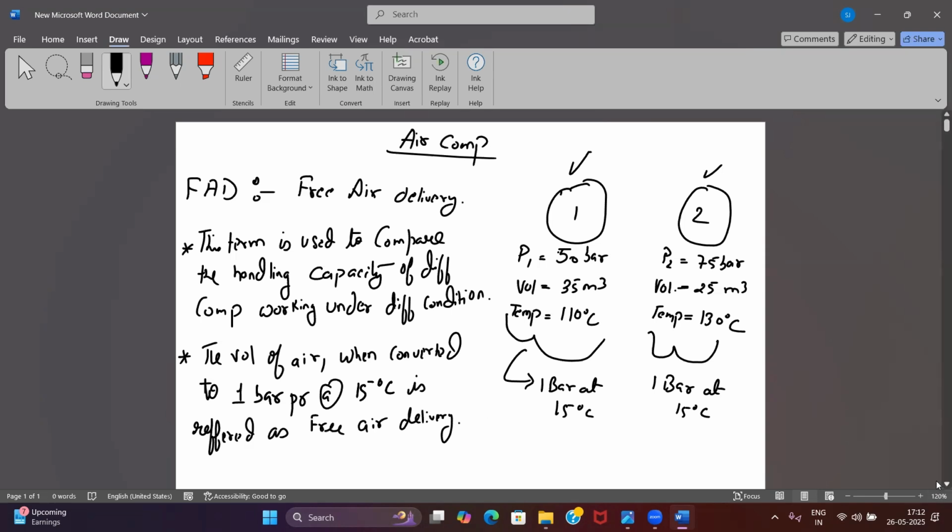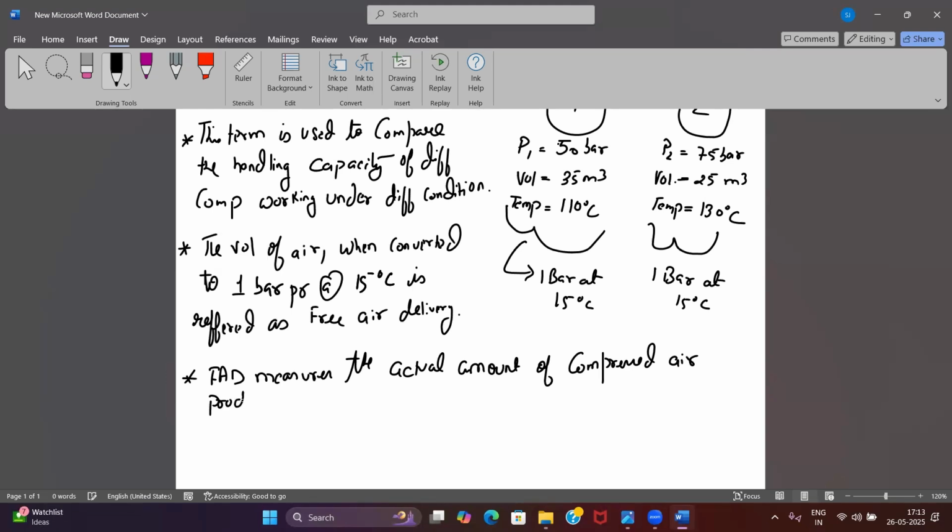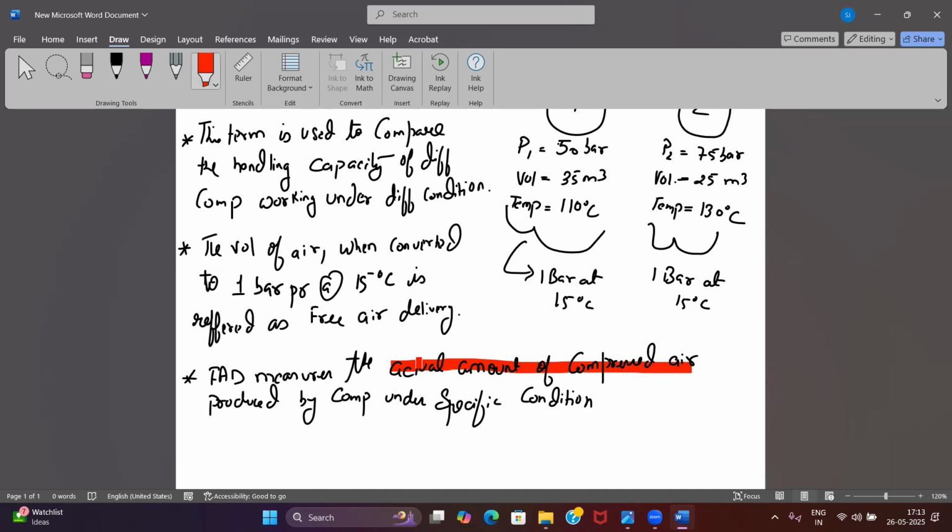Let us write down that point also, because this is important. FAD measures the actual amount of compressed air produced by a compressor under specific conditions. Here I have written the actual amount of compressed air. What does it mean?